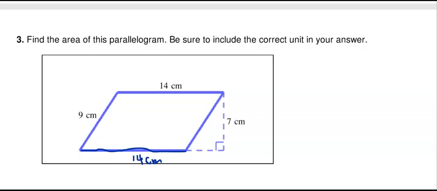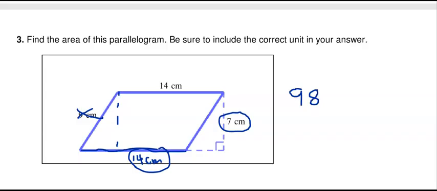So between 9 and 7, which one are we going to use and which one is just a wasted number that we don't need? Well, the 9 is no good. It's not coming straight up at 90 degrees from the base. But the 7 is. So what we're going to use is the 7. The two things that we're going to multiply together to get the area of this parallelogram is 14 times 7. And 14 times 7 is 98.